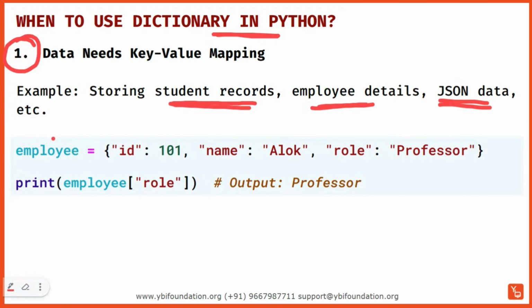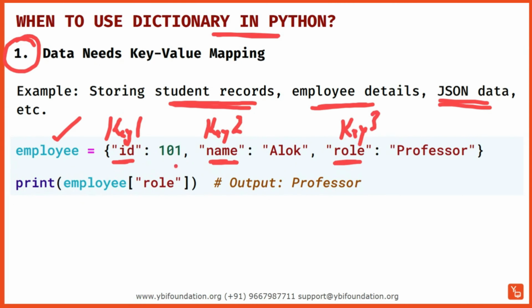So let's take an example of storing employee details. So we know that to store the employee details, we are looking for employee ID, employee name, and the role or the department of the employee. So these act as a key. So this is key 1, say this is key 2, and this is the key 3. So the first employee with ID 101 has these values.